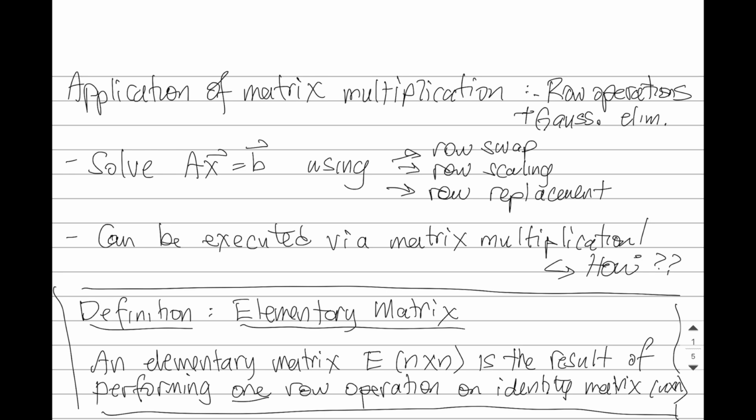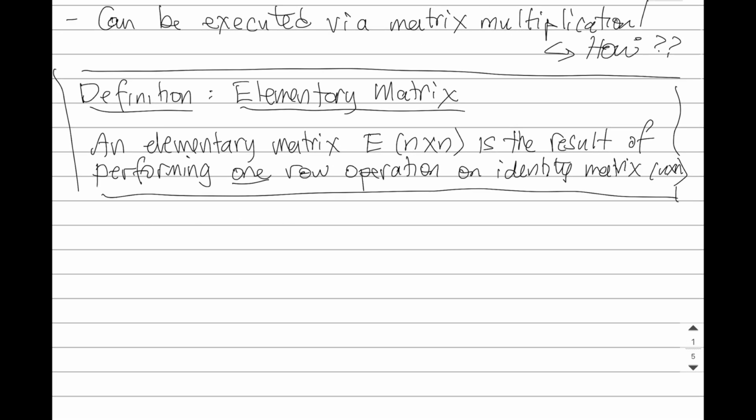elementary matrix. An elementary matrix is a square matrix, we'll just call it E, that's the result of performing just one row operation on the identity matrix. The identity matrix is a square matrix composed of zeros and ones. Now, here we're just going to look at the 3 by 3 case.